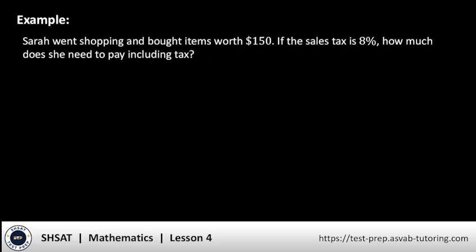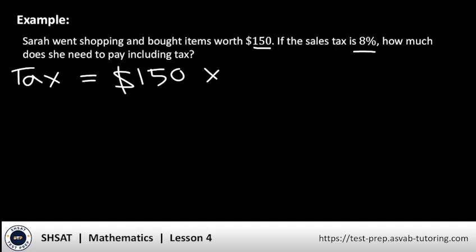Let's look at the first question. Sarah went shopping and bought items worth $150. If the sales tax is 8%, how much does she need to pay including tax? So because the question said that she bought items worth $150, let's first figure out what the entire amount of the tax is. So what should the tax be? We can write the tax is going to be $150 times the amount of sales tax. So because the sales tax is 8%, we can write that as 8 over 100.